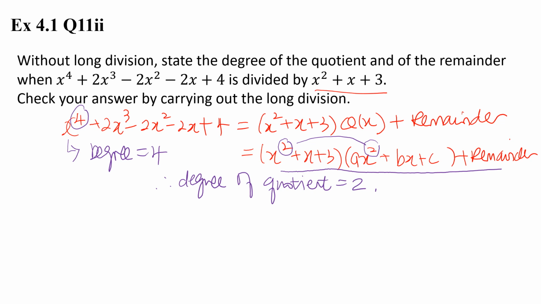Then how about the remainder? The remainder is usually 1 degree less than your divisor. So if your divisor is of degree 2, then your remainder will be of degree 1. Alright, so now let's verify our answer by doing the long division.